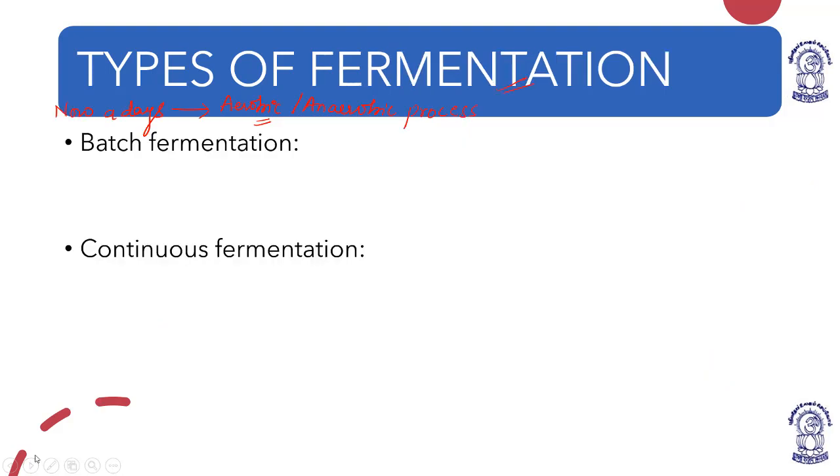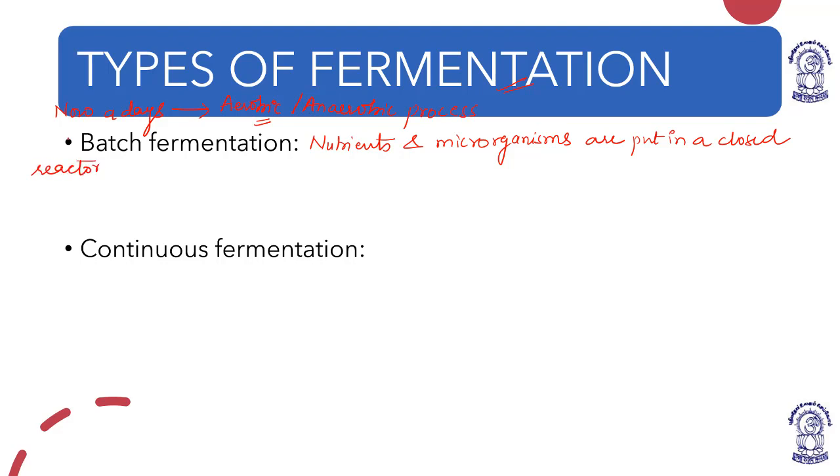Now there are two types of fermentation: batch fermentation and continuous fermentation. In batch fermentation, the nutrients and microorganisms are put in a closed reactor, in a closed vessel, and are not changed from outside once the fermentation starts.